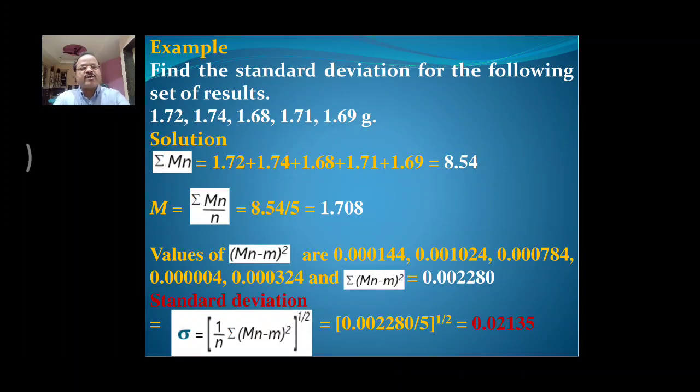For that you should remember this formula. You should remember how to find out the mean, then you should remember how to find out the Mn minus m square. Thereafter we have to take the sum of these Mn minus m square values, and put it into the formula that is given for standard deviation, and we can obtain the standard deviation. So just take any set of results and you can find out the standard deviation.